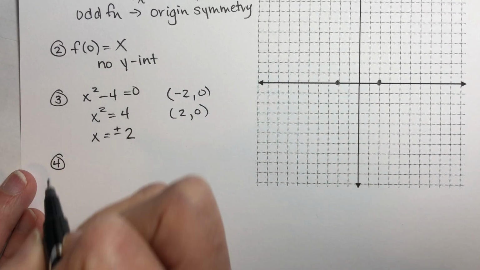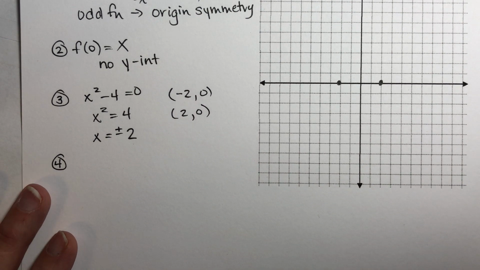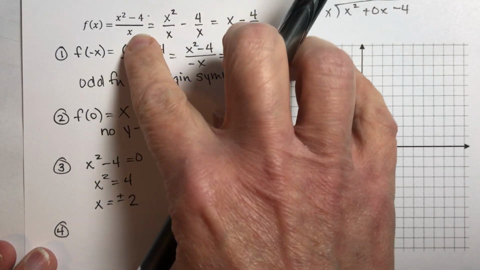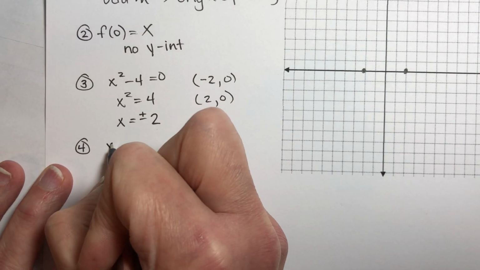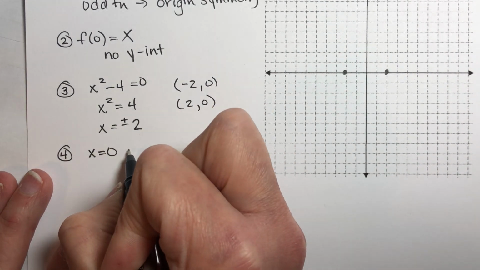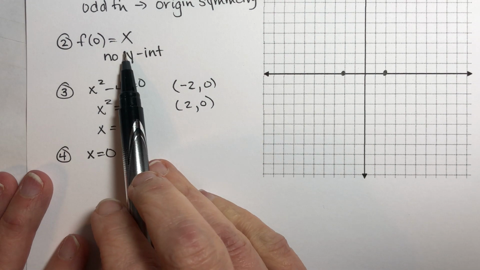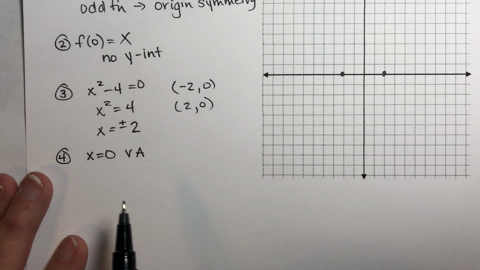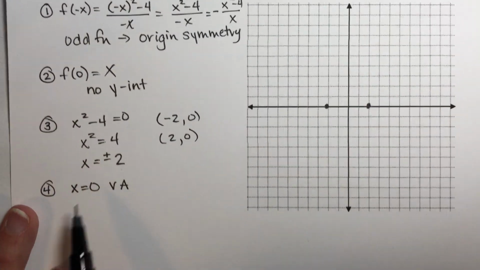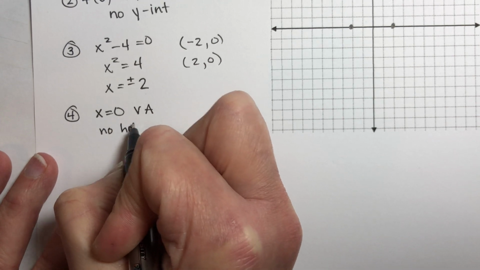Step 4 is to find vertical asymptotes, which means we looked at this after we reduced it and it doesn't reduce. What makes your denominator 0? x equals 0. This is our vertical asymptote, and that is our y-axis. And we did not have a y-intercept, so that makes sense. Now, we don't have any holes because nothing reduced away. So I just have a vertical asymptote and no holes.